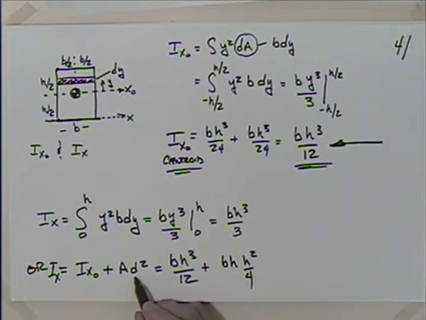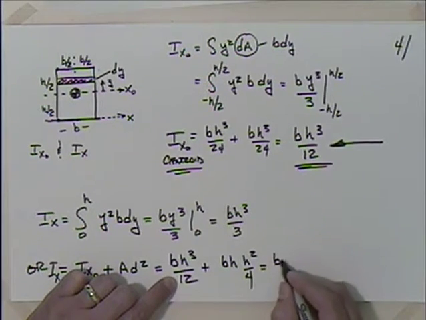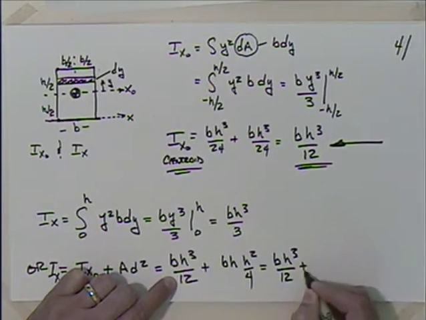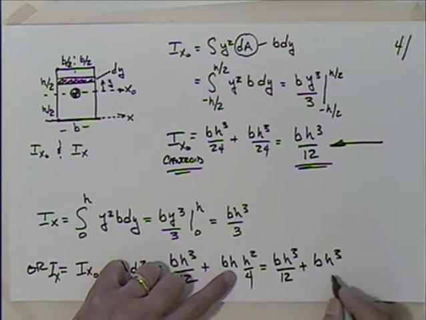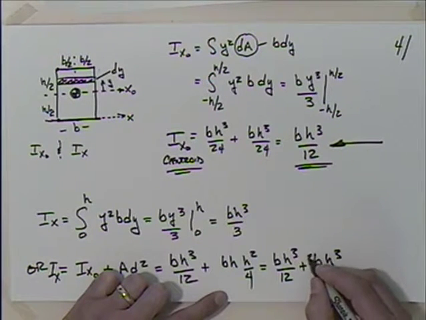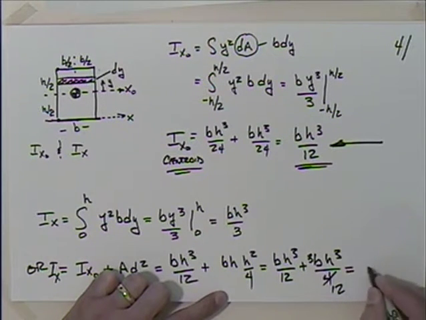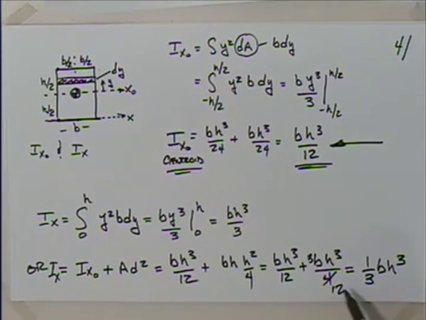So there's my area times my distance squared, so this is equal to base times height cubed over 12 plus base times height cubed divided by 4. Let's see, this is then 12, and I have 3 of those. So 4/12 is 1/3 base times height cubed, right? Is that right? 4 goes into 12 3 times, so 3 and 1 is 4. So 4/12, yes, 4/12 is 1/3 base times height cubed.